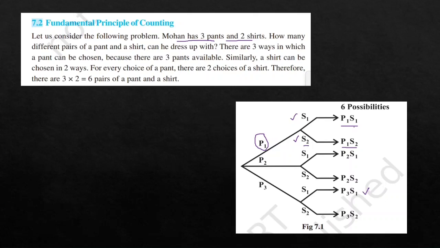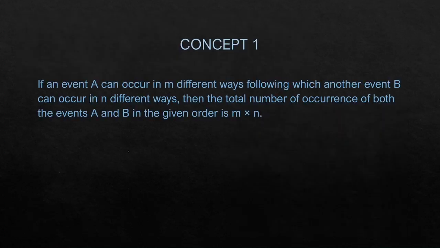So the number of combinations for the first pant and both the shirts are 2. For the 3 pants, there will be 6. With the basic multiplication, we can get the answer. So for every choice of a pant, there are 2 choices of a shirt. Therefore, there are 3 into 2 is equal to 6 pairs of a pant and a shirt. We need to focus upon the choices that are available and the conditions. Now, this is the first concept.